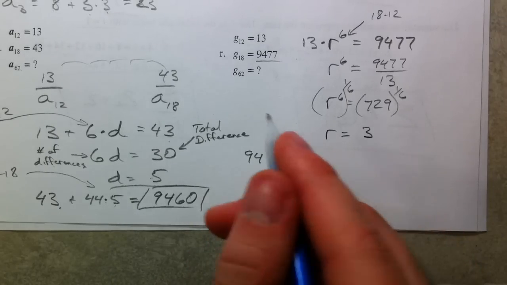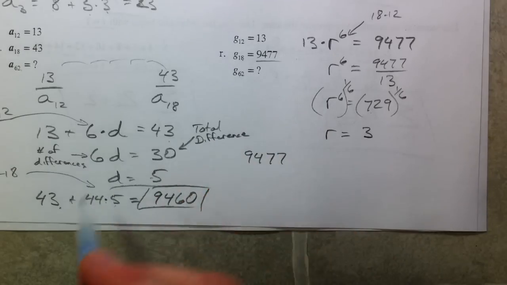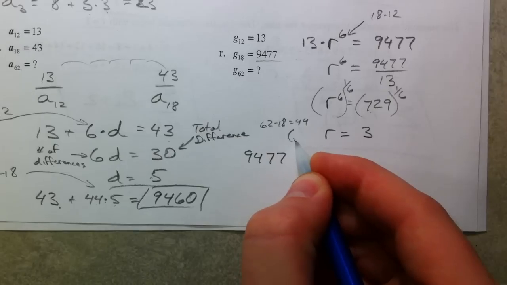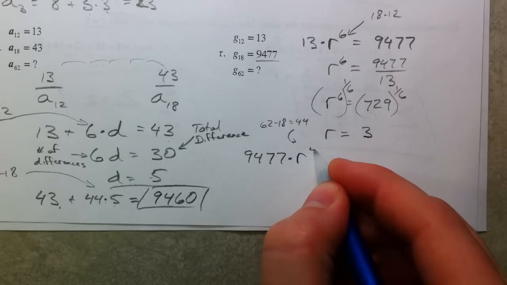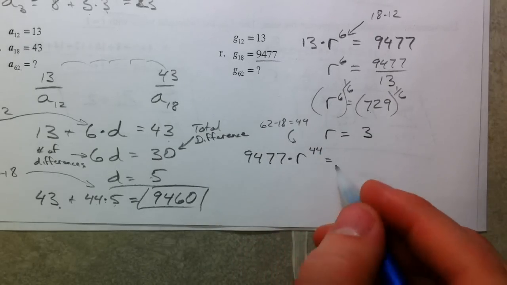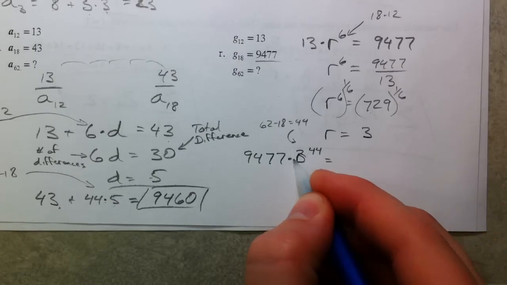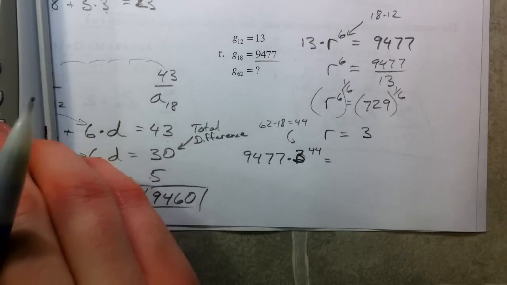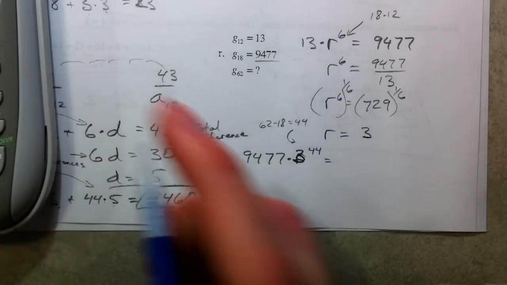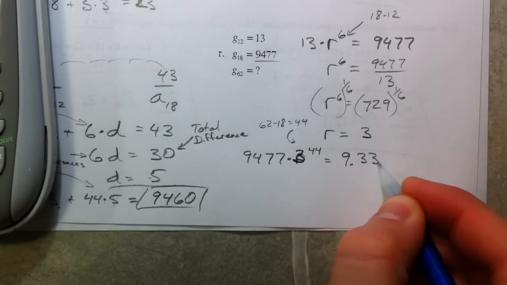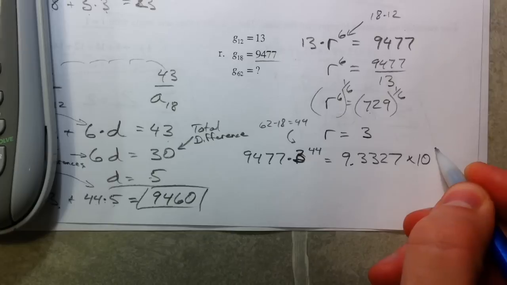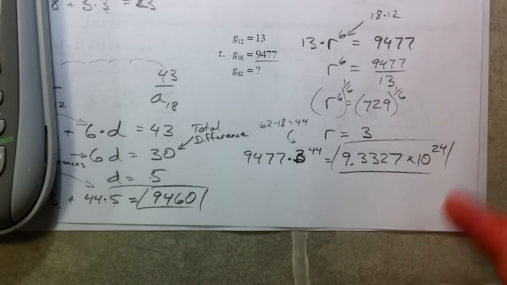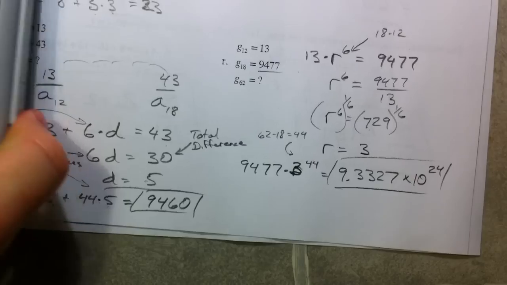9477 is our 18th term. And 18 to 62 is going to be, again, 62 minus 18, 44. So I'm going to multiply by r 44 times to get something. And so our r is 3. So 9477 times 3 to the 44th. I get 9.3327 times 10 to the 24th. A rather large, and I mean extremely large number. We're moving that decimal 24 times.